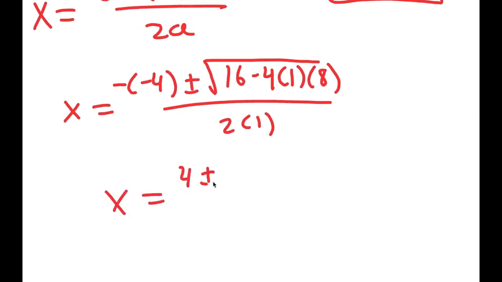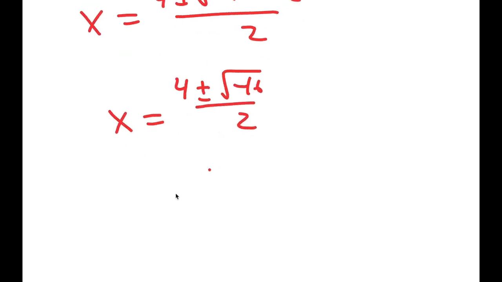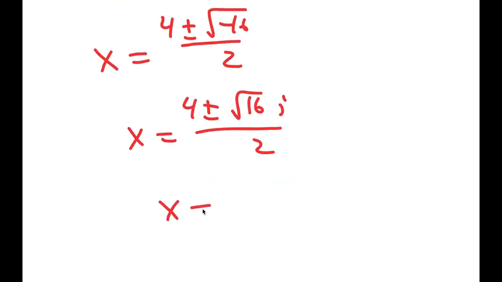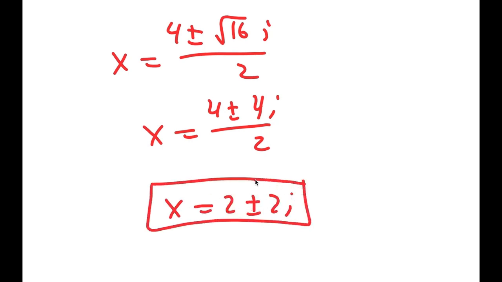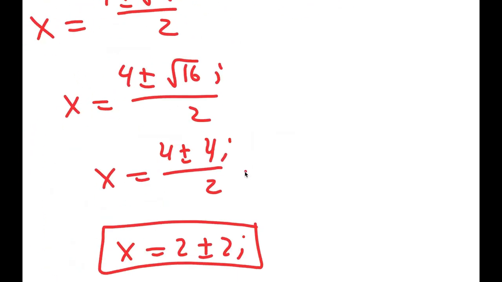This is equal to 4 plus or minus the square root of 16 minus 32 over 2, which is equal to 4 plus or minus the square root of negative 16 over 2, which is equal to 4 plus or minus the square root of 16i over 2, which is equal to 4 plus or minus 4i over 2, which is equal to 2 plus or minus 2i. So these are my three solutions.